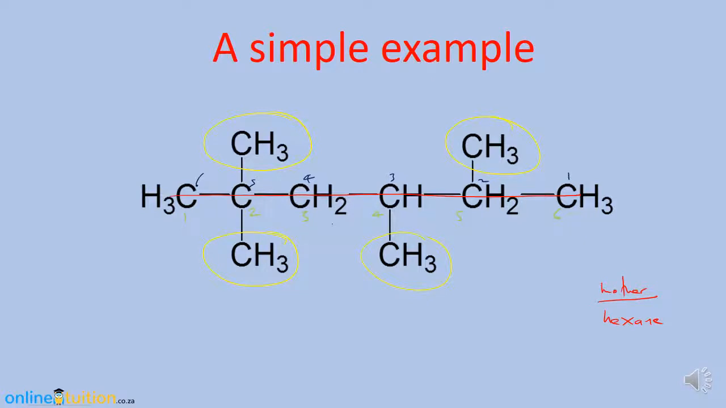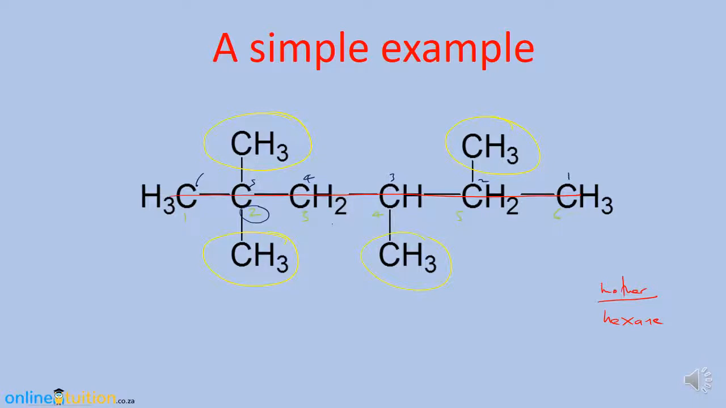So if I go from left to right, I've got 2 methyl groups sitting on carbon atom number two, a methyl group sitting on carbon atom number four, and a methyl group sitting on carbon atom number five. If I go from right to left, methyl group on 2, methyl group on 3, and a double methyl group sitting on carbon number 5. And it's the double methyl group that actually takes precedence over the other methyl groups. So we've got to go from left to right. So that methyl group is sitting on carbon atom number 2.